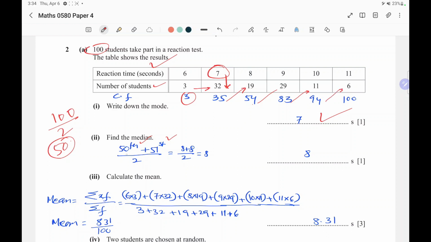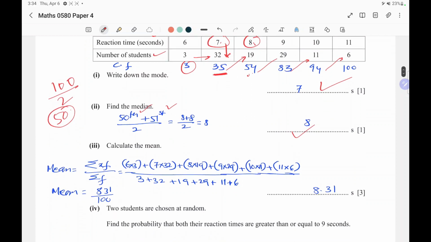By the way, I have to consider the 50th and 51st. So this is 35, right? Till 35, 7 will be the reaction time. But from 36 to 64, reaction time is 8. So the 50th will come here and the 51st will also come here. So the 50th reaction time is 8 and the 51st is also 8. So 8 plus 8 over 2, again, that's 8. So that's why the median is 8.